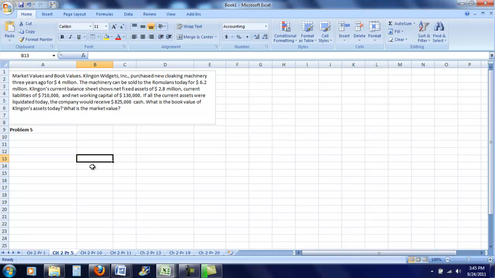The machinery can be sold at Ruhlman's today for $6.2 million. The current balance sheet shows that net fixed assets are $2.8 million, current liabilities are $710,000, net working capital is $130,000. If all current assets were liquidated today, the company would receive $825,000 cash. What are the book value of Klingon's assets today, and what are the market value? All right.